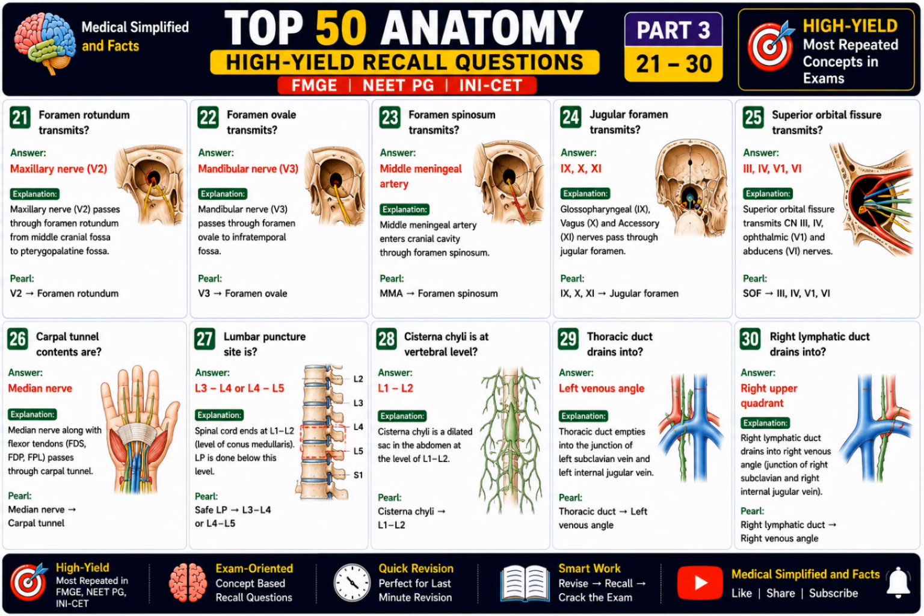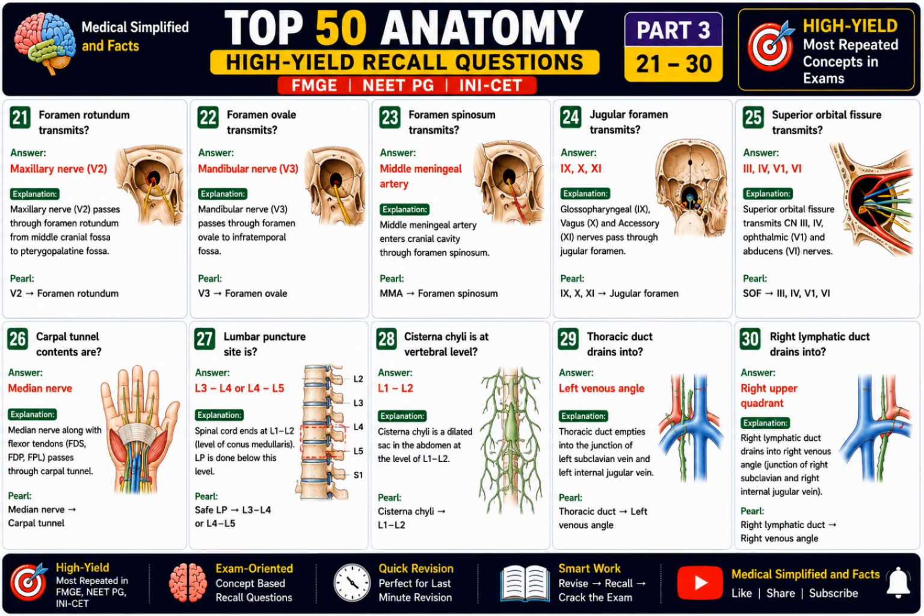Question 24. Jugular foramen transmits what? Answer. Cranial nerves 9, 10 and 11. The glossopharyngeal, vagus and accessory nerves all pass through here. Question 25. Superior orbital fissure transmits what? Answer. Cranial nerves 3, 4, 5, 1 and 6. This includes the oculomotor, trochlear, ophthalmic and abducens nerves.